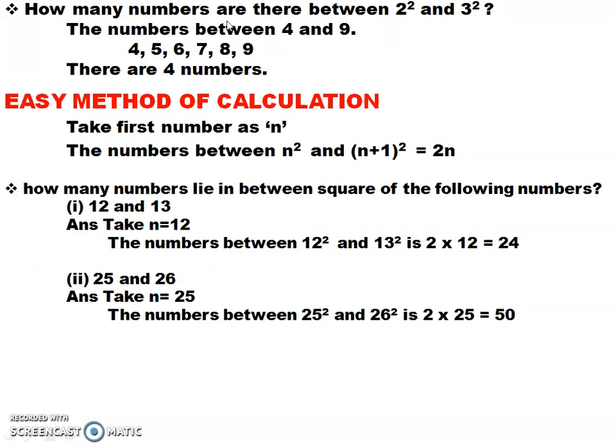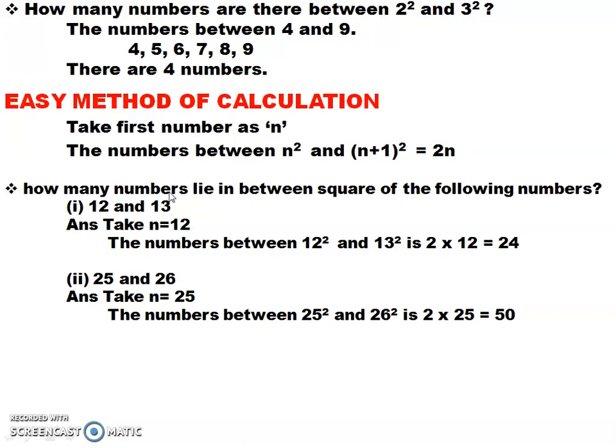How many numbers are there between 2 square and 3 square? You just see which is the smallest number here. 2 or 3? Of course, it is 2. Just multiply 2 into 2. What is that? There are 4 numbers. You don't need to write this.